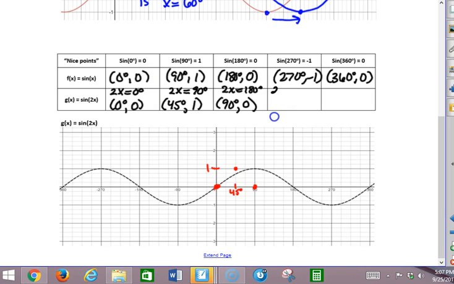And I'm going to keep going in the same manner. Here I need 2x to equal 270, so x is going to be 135, so that I get -1 for y. 135 would be right here, and -1. And then last, I need 2x to equal 360, so x would have to be 180 for me to get 0. So here's the last point of the cycle. So here's my entire cycle.